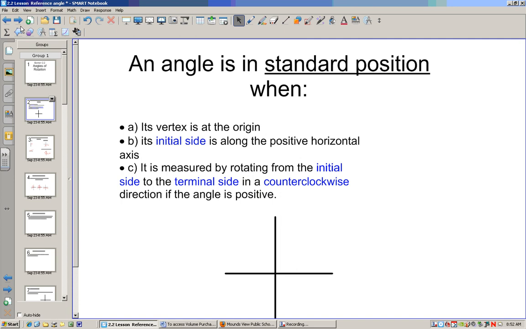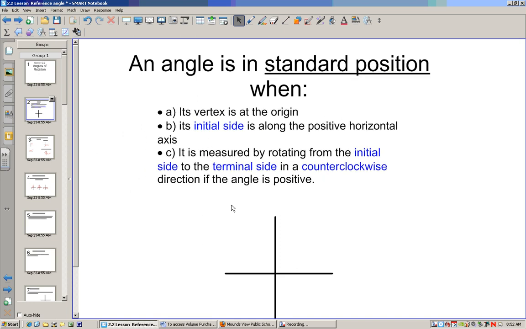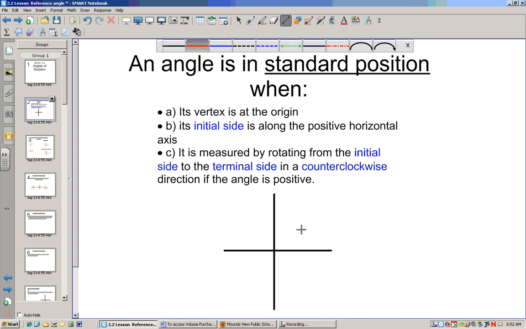Now, an angle is in standard position. Every once in a while, I'll say an angle is in standard position. And what I mean by that is if we draw it on the axis, its vertex is going to be on the origin. Its initial side is along the positive horizontal axis. So positive horizontal axis will be out here.